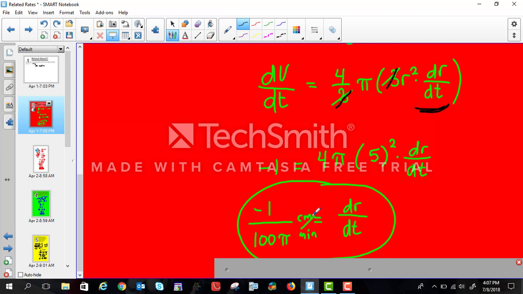And the unit comes from the measure of the radius was in centimeters, so it's 5 centimeters, and then it's per minute because that's the time unit we're using for all of our rates. It's consistent throughout. So if the volume's changing per minute, so is the radius per minute. And that's it. That's how you do a related rates problem.